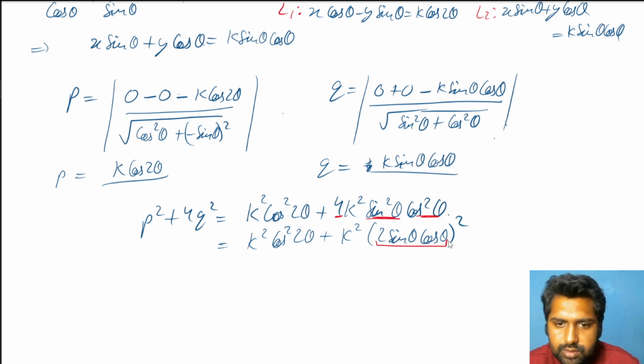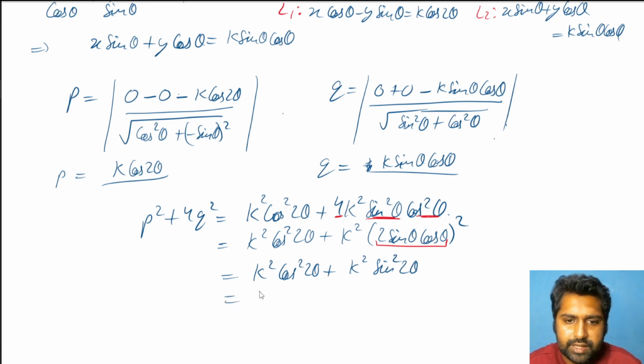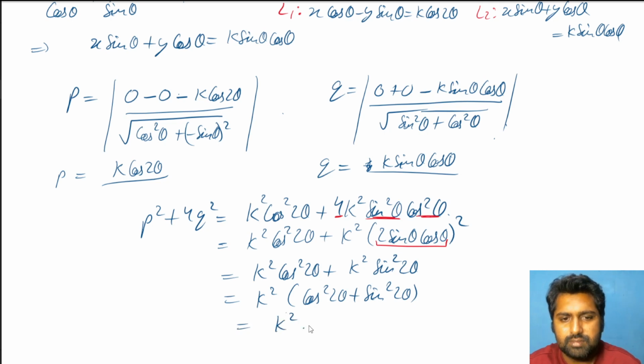What is 2 sin theta cos theta? It is sine 2 theta, and there is a square, so sine square 2 theta. You take k square common, so you'll get cos square 2 theta plus sine square 2 theta. What is cos square again plus sine square with the same angle? 1. Done. Hence proved.